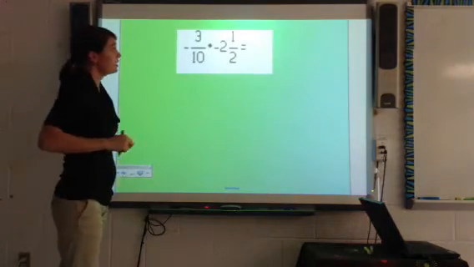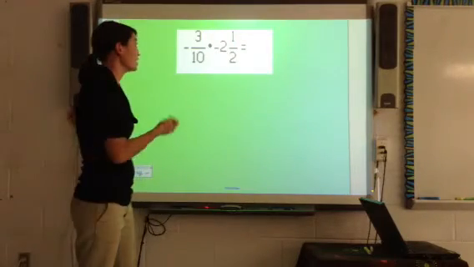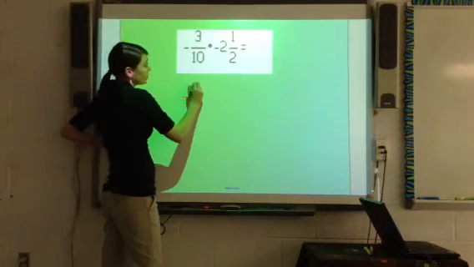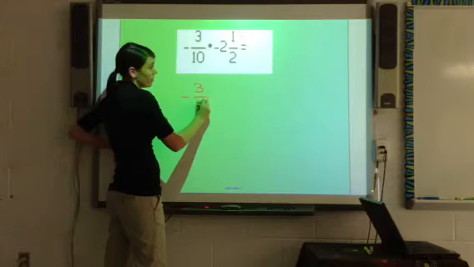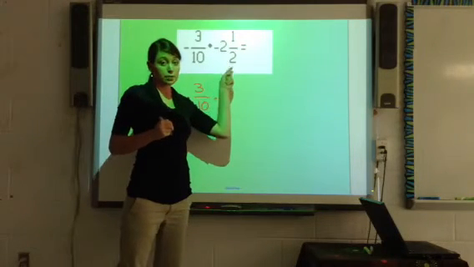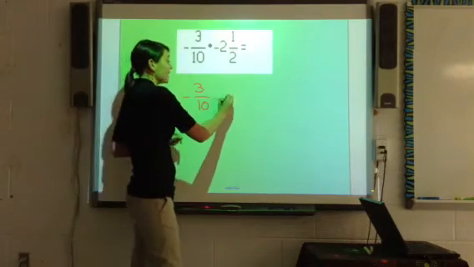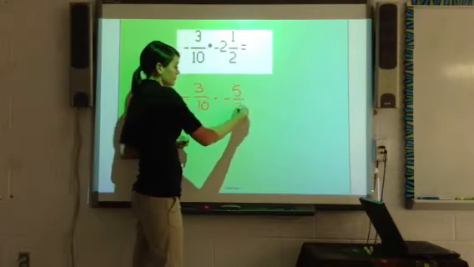Looking at this one, same thing, I'm going to have to turn that mixed number into an improper fraction. So I'm going to bring this negative 3/10 down. I'm going to bring down that times sign. 2 times 2 is 4. 4 plus 1 is 5. So I'm going to rewrite that as negative 5 halves.